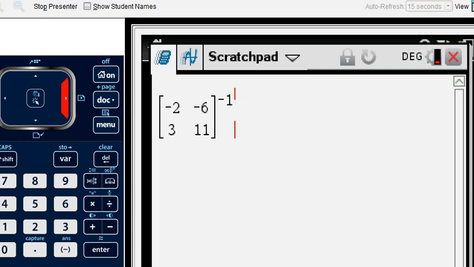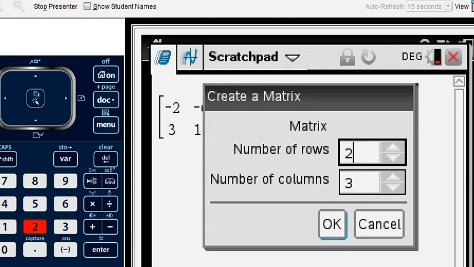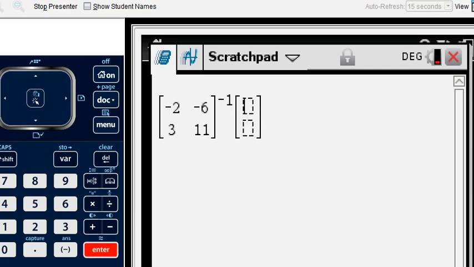Okay. Then we hit the matrices button again, except this time we want 2 rows and 1 column. Should look like that. And we're going to go 0 on the top, 4 on the bottom.